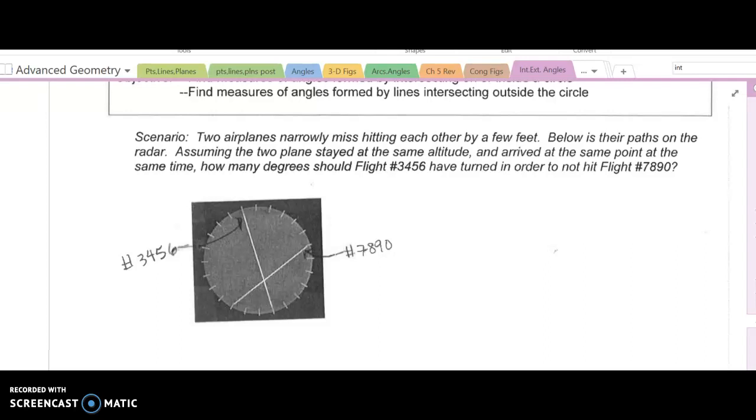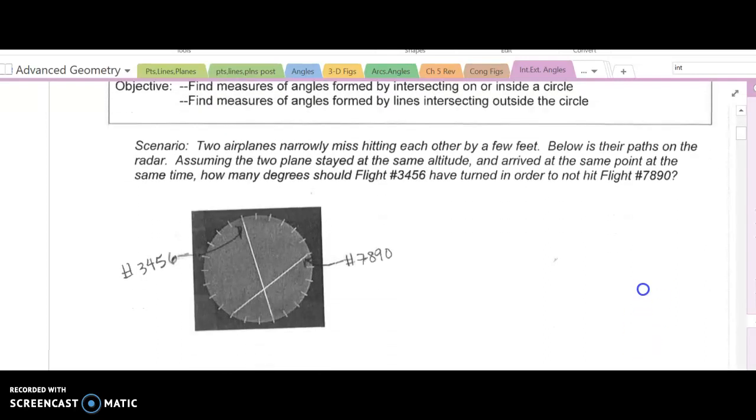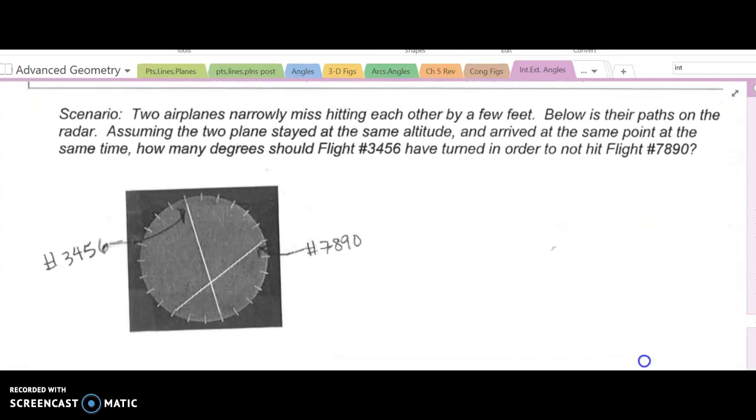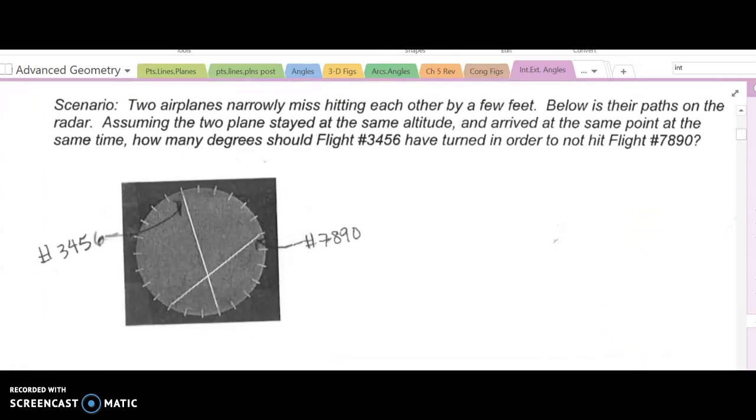Okay, so today we are starting with interior and exterior angles. I know this scenario is not in your note packet, but I still want to read it to you to show you when would I ever need this, Miss Benton? Why do I even care about angles inside of circles?